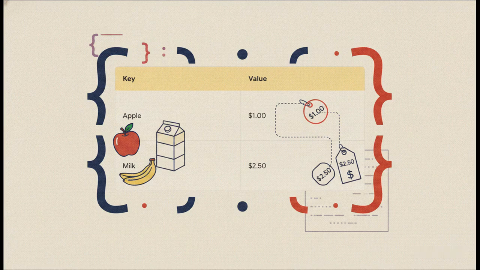Just picture a standard supermarket receipt. It perfectly demonstrates JSON's absolute core mechanic, the key-value pair. You have the key, which is the item name, like an apple or milk. And then you have the value, which is the price, like $1 or $2.50. It's a direct pairing. You literally never have to guess what the price refers to, because the key and the value are permanently locked together.